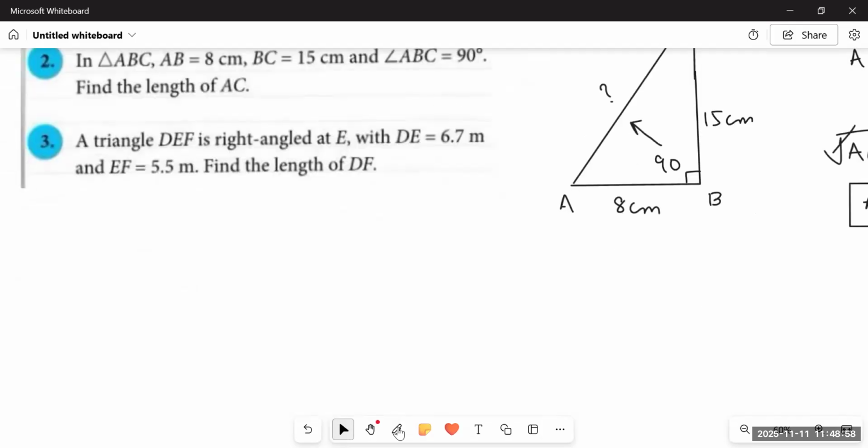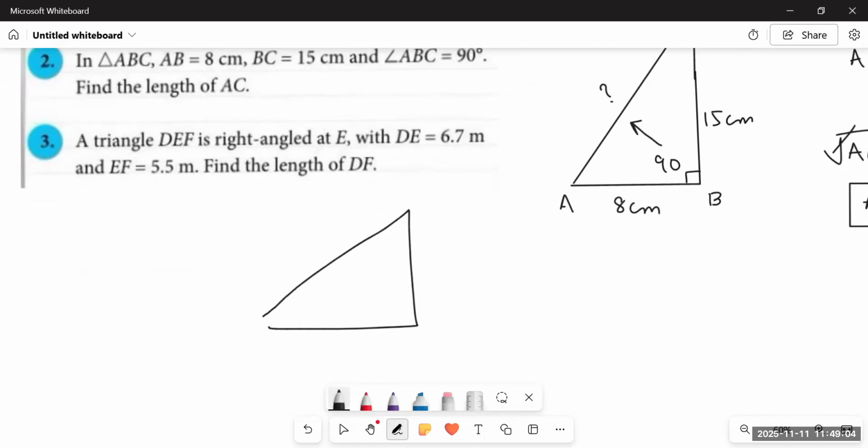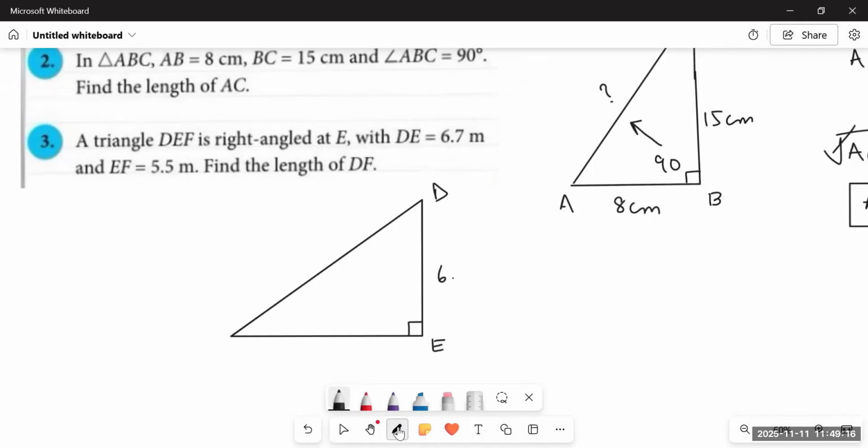Next, we have question number 3, which says a triangle DEF is a right angle triangle at E. Okay. Let's draw a triangle which is right angled at E. DE is 6.7 and EF is 5.5. We have to find out the length of DF.